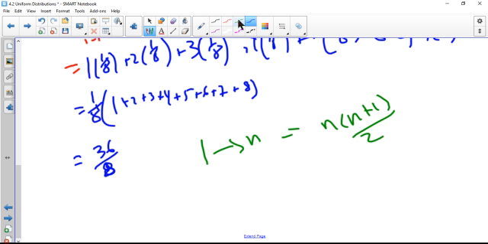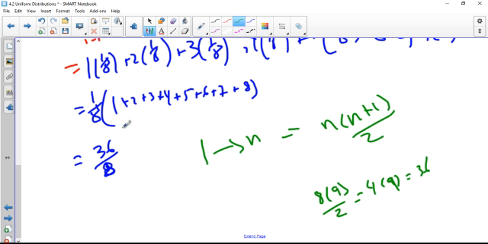And if we try this method, we would get 8 times 9 divided by 2. We're going to get 4 times 9, which is 36. So I just did 8 divided by 2 is 4 to give me 36. So I can do 8 times 9 is 72 divided by 2 is 36. So it works out the same.